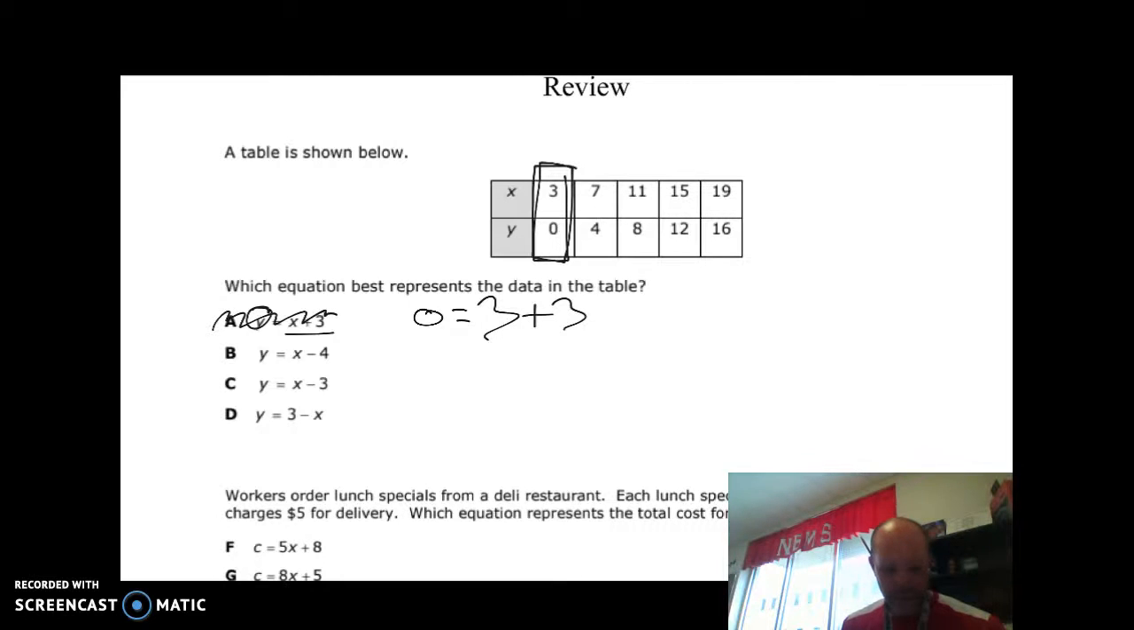So then we're going to do that with B. Y equals, we're just going to use the same numbers every time. Y is 0, right? Y equals 3 minus 4. Does 0 equal 3 minus 4? Speak up. It equals negative 1, but it doesn't equal 0, does it? No.